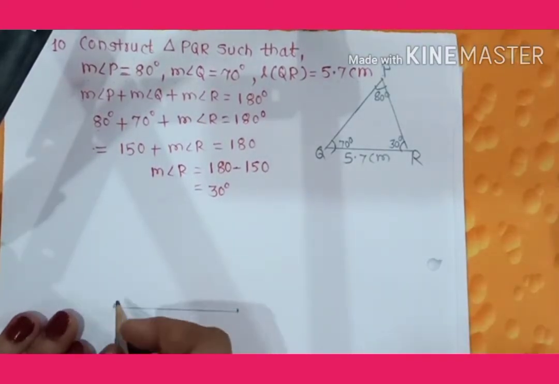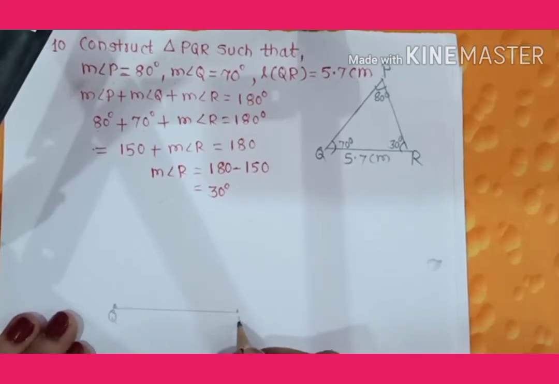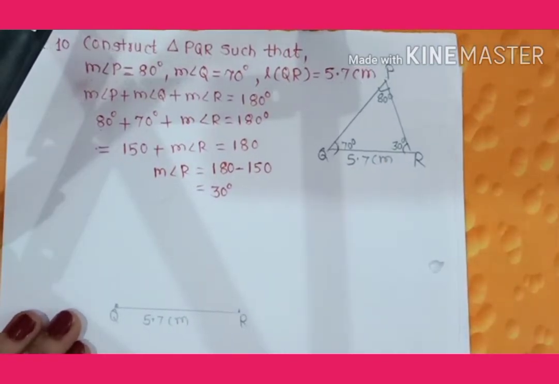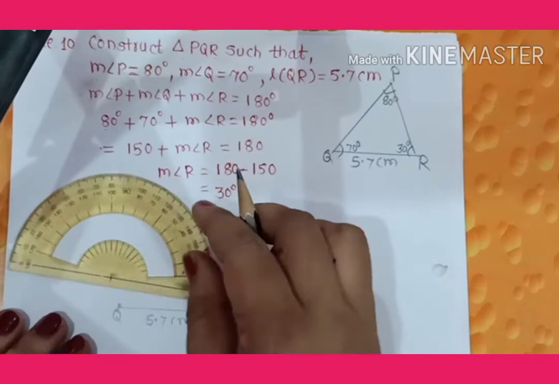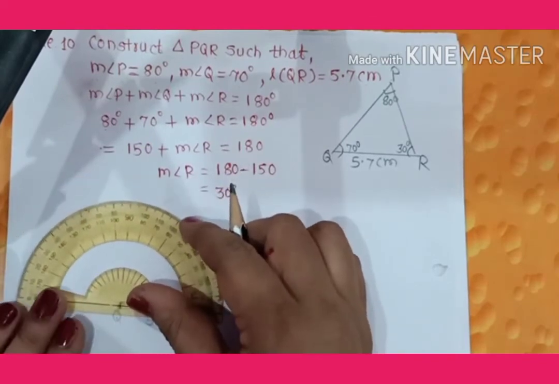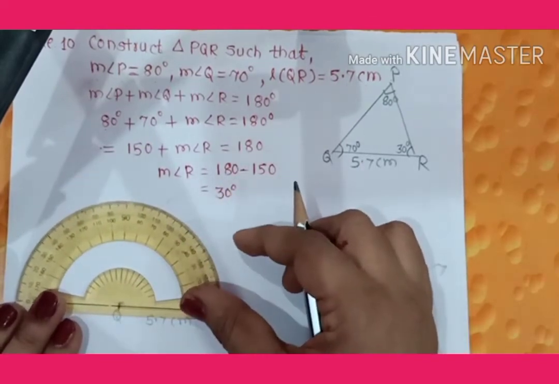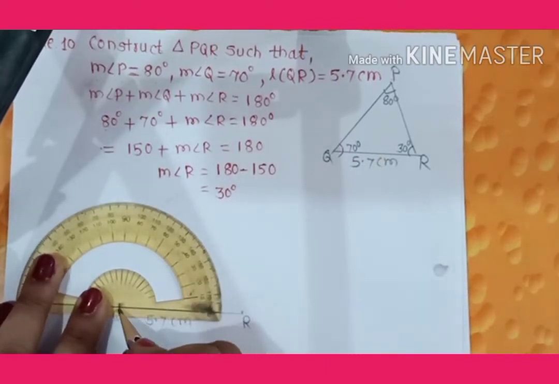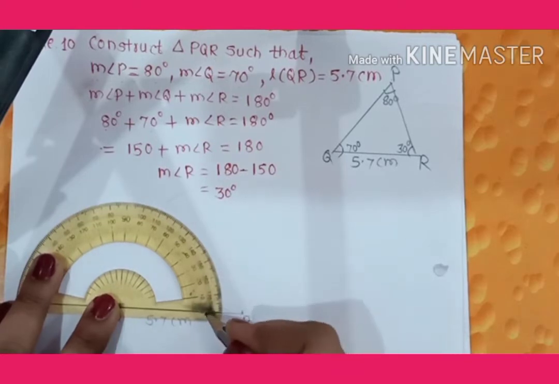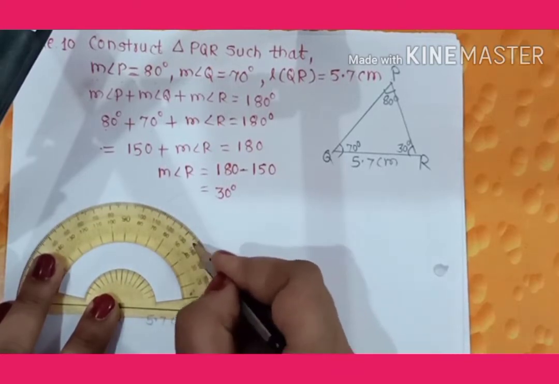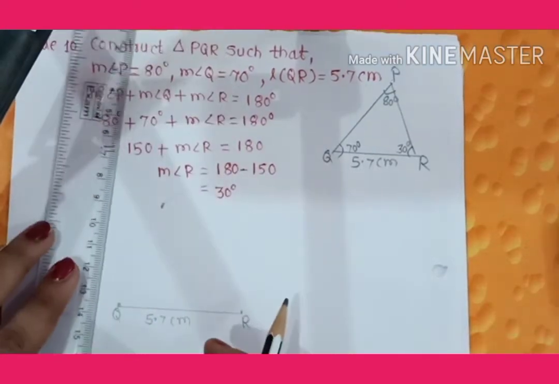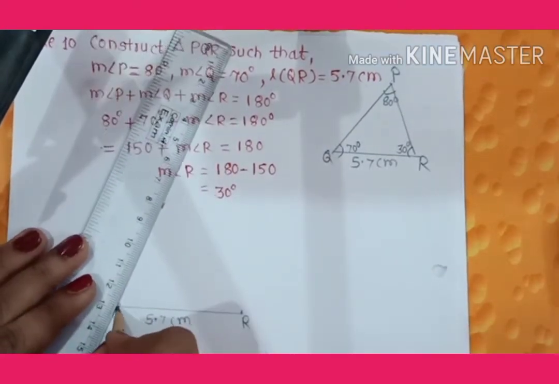Write the name of this segment QR. Length of this segment is 5.7 centimeter. Now, using this protractor from the point Q, draw a ray in such a way that angle Q becomes 70 degree. 0, 10, 20, 30, 40, 50, 60 and 70 degree. Draw a ray from the point Q.